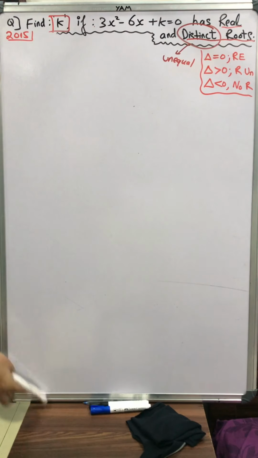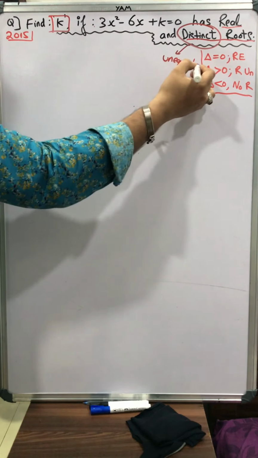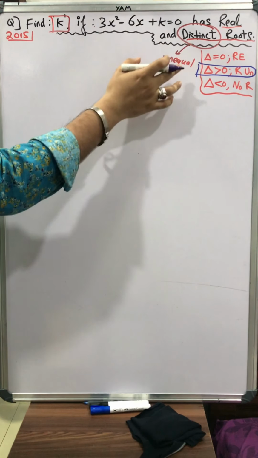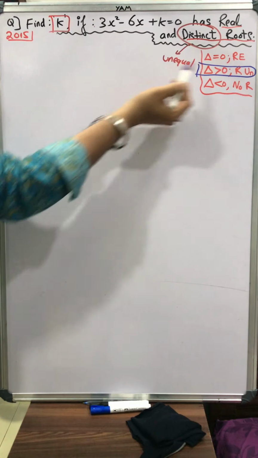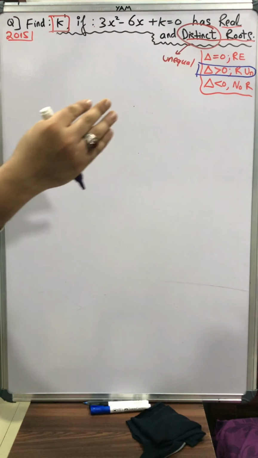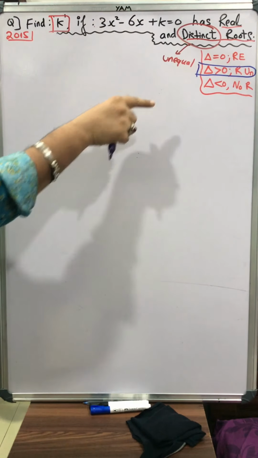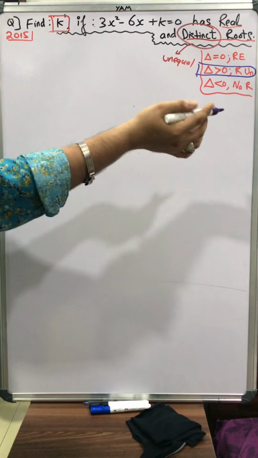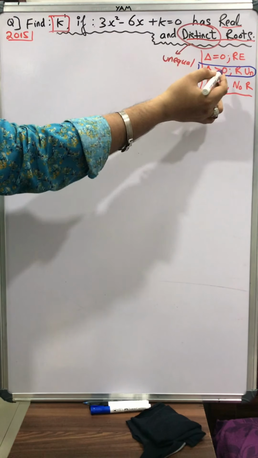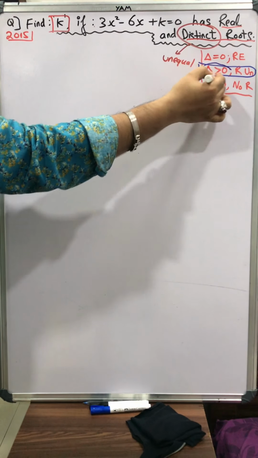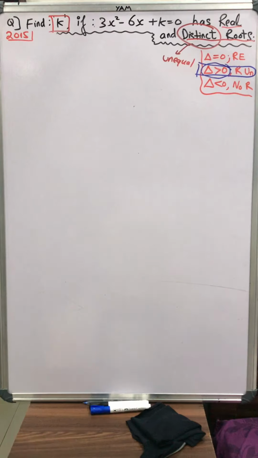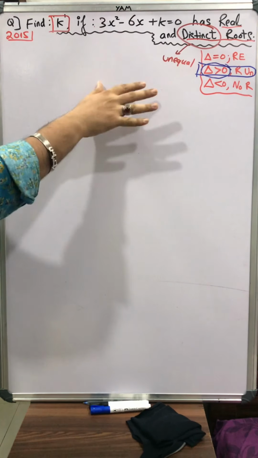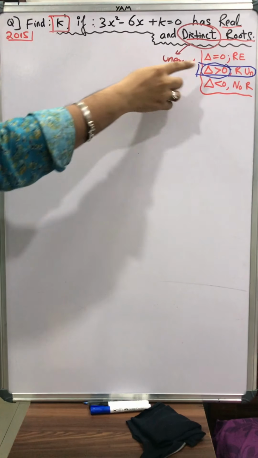So can I say, students, they are telling us that for this question we have real and unequal roots. So now we have to backtrack. If it's given to us that we have real and unequal roots, then how do we get real and unequal roots? Only when the value of discriminant is greater than 0. So this is the given part. We have to remember that the value of discriminant in this question will be greater than 0.